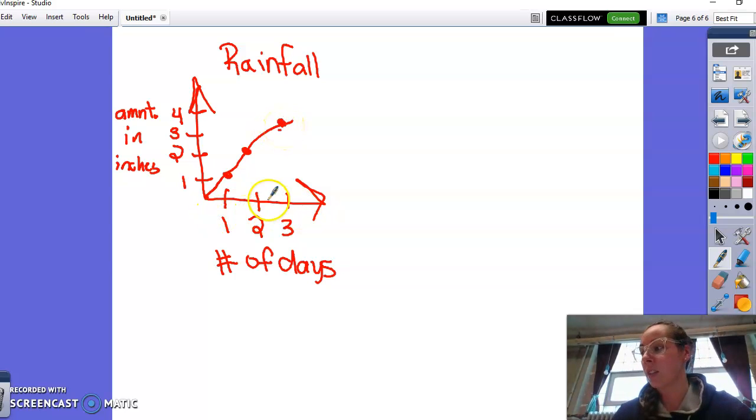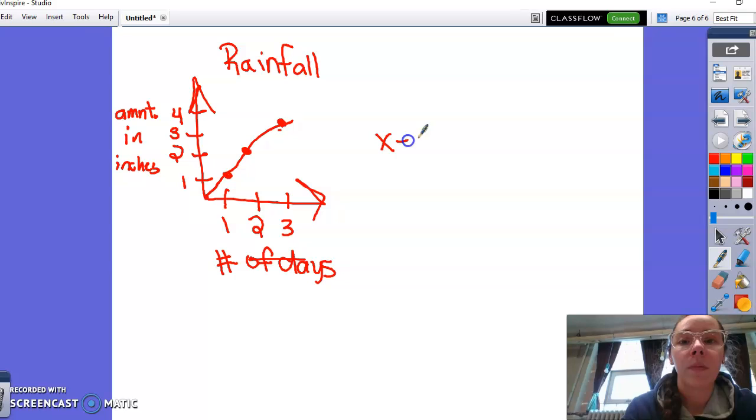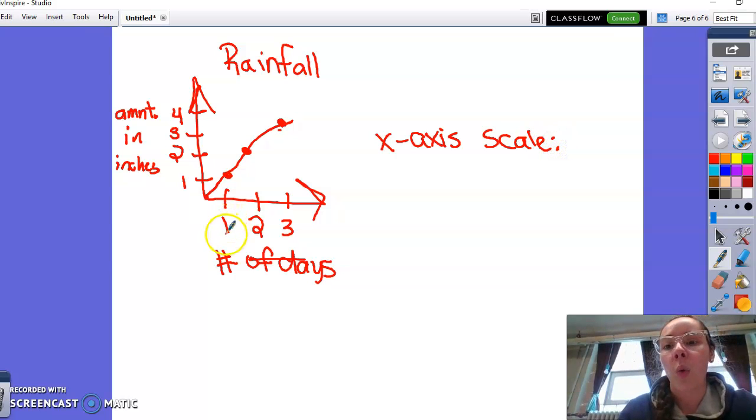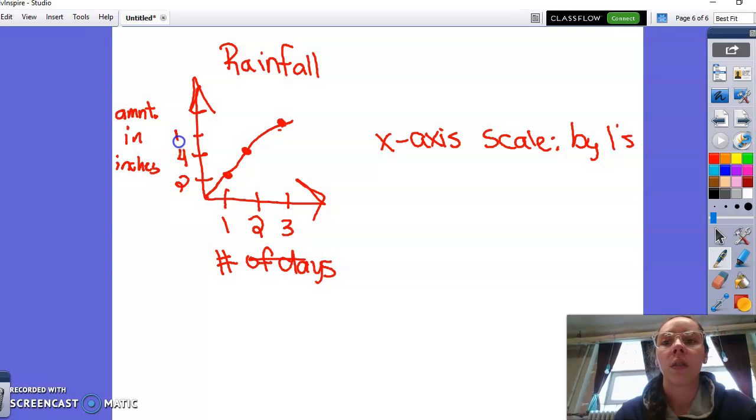Now let's look at this. My x-axis has a scale by ones. 1, 2, 3. Let's say it was really rainy though, the week that we looked at the rainfall. Let's say instead of 1 through 4, we did this. So now on day 1 we got 2 inches, on day 2 we got 4 inches, and on day 3 we got like 7 inches because it's kind of in the middle there.